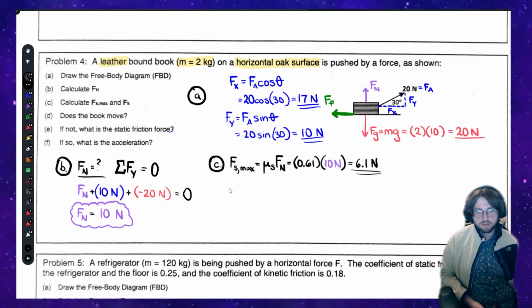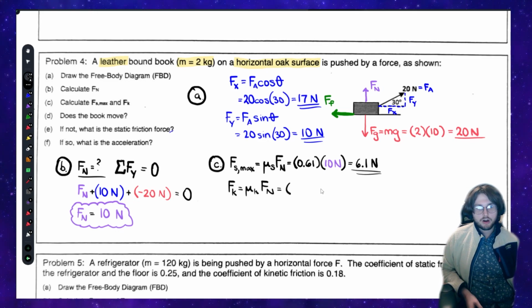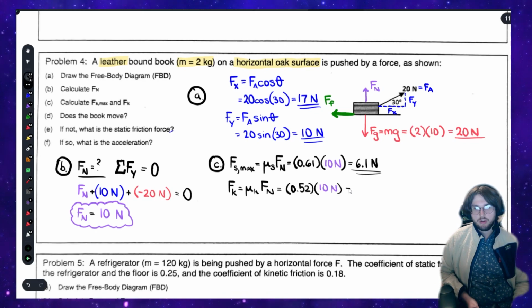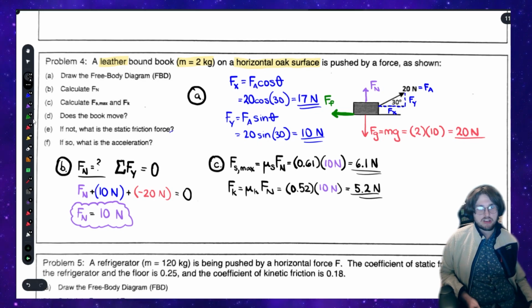And then kinetic friction, by comparison, is the same thing, just with the coefficient of kinetic friction. So it's going to be μk times Fn. And over here, our coefficient is about 0.52. And again, we're going to multiply that by our 10 newton normal force. And so that's going to equal about 5.2 newtons. So that's part C done.